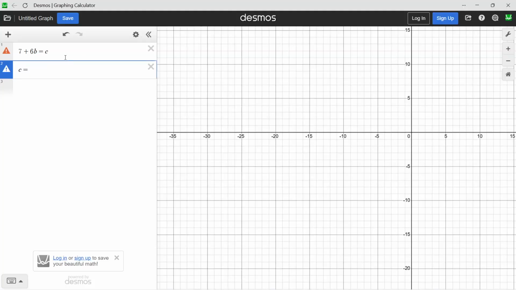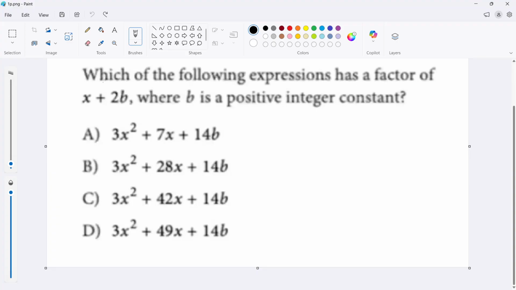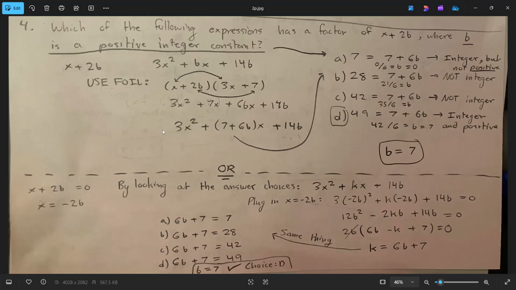So let me try 7. Oh, and I don't want to put an equals, I want to put a tilde, so it gives me a value of b. That doesn't work because b equals 0, and 0 is neither positive nor negative. So then I try 28, it's 3.5, not an integer. 42, not an integer. 49, it is an integer. B is 7. So the answer is D, and that's one way to work it on Desmos. I think that would be the quickest way.